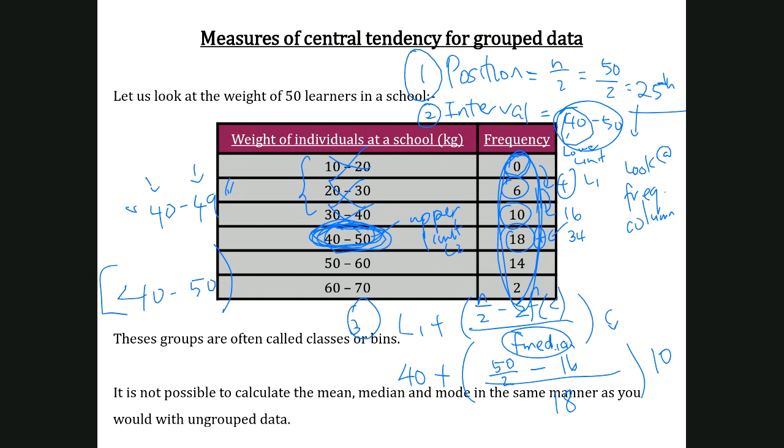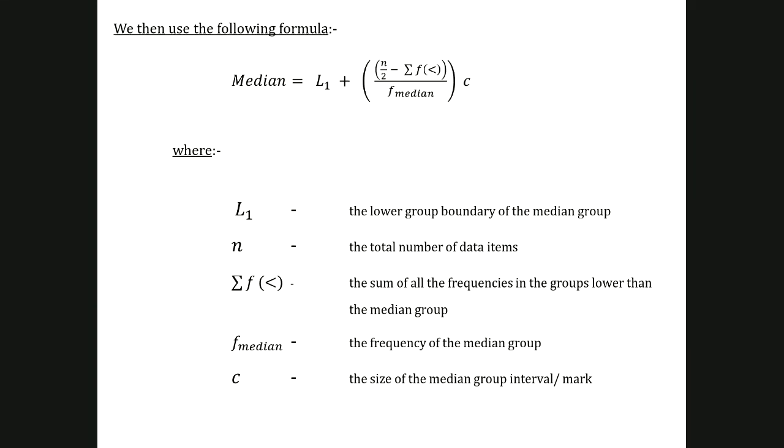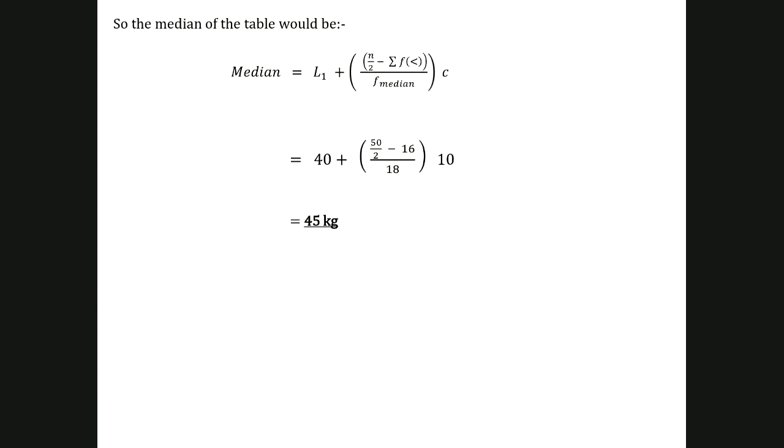And so when you calculate this, I am going to skip to the slide that has the value calculated. So as you can see, it was the 40 plus 50 over 2 minus the 16 over 18, and then your C value was 10. This gives you a median of 45 kgs.